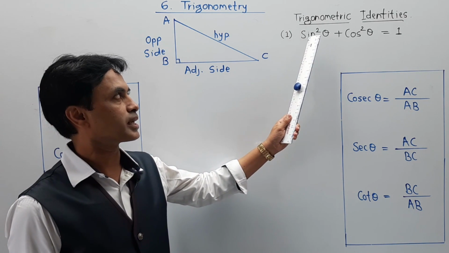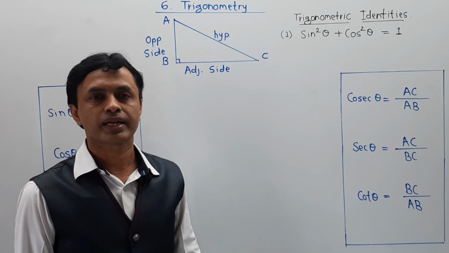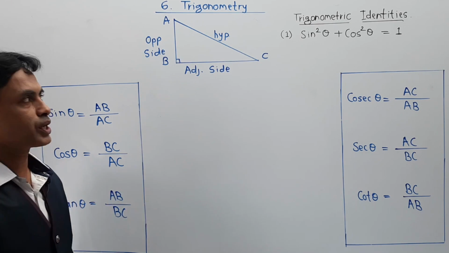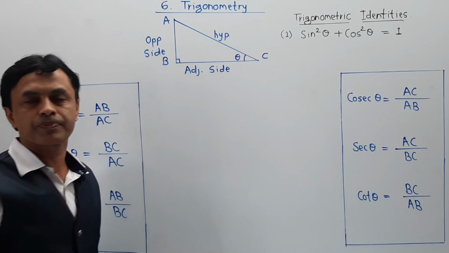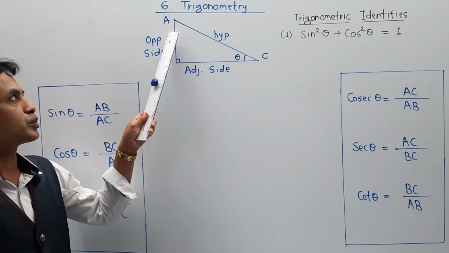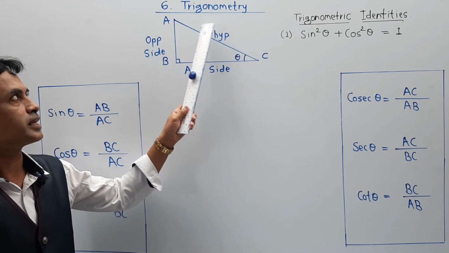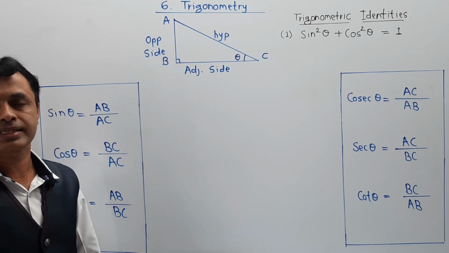So as per the condition, the identity is sin square theta plus cos square theta is equal to 1. We are keeping the same structure, our triangle ABC. Angle C is theta, which remains the same, no change. The side opposite to theta, AB, is the opposite side. Angle B is 90 degrees, therefore AC is the hypotenuse and BC is the adjacent side.